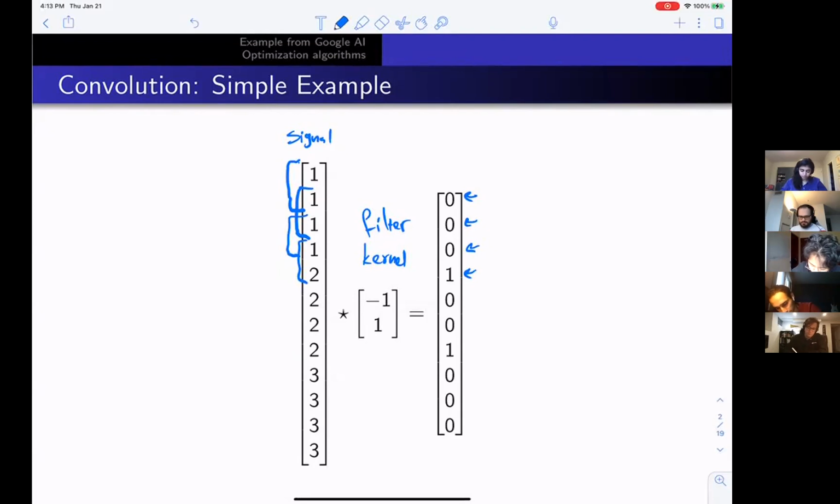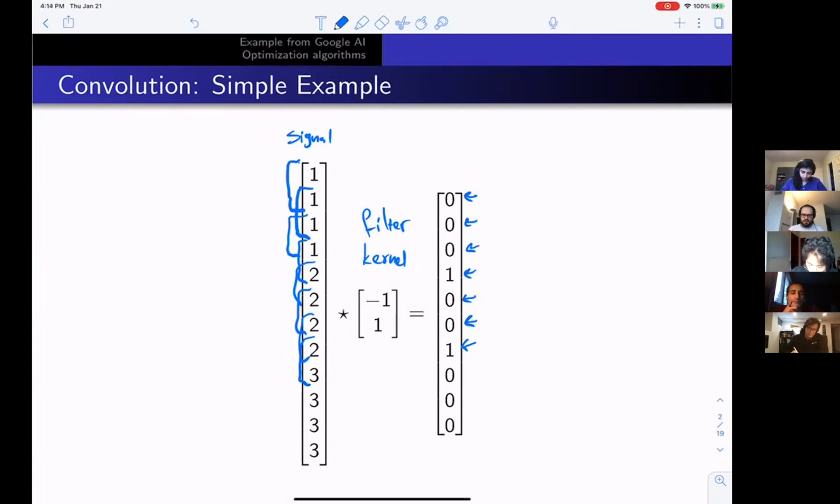And afterwards, we have 2, 2. So the inner product of 2, 2 with -1, 1 gives us a 0. Then another 2, 2, which gives us another 0. Another 2, 2, which gives us, I might be missing a 0 here. And then finally, we have 2, 3, which gives us the 1 again.